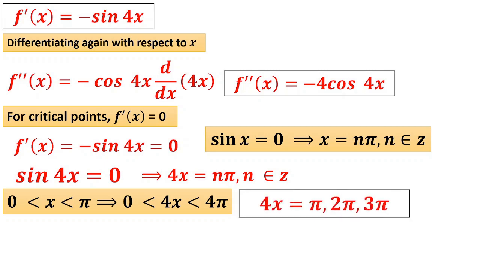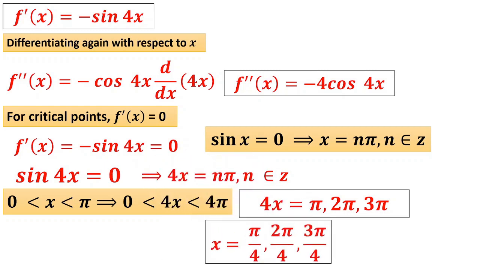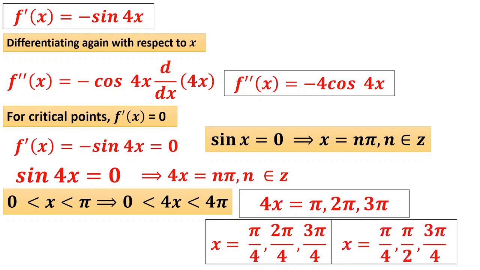What are the values that will come? Only pi, 2 pi and 3 pi. These are the only 3 values lying between 0 and 4 pi which are the multiples of pi. But don't take this directly because we need the value of x. x is pi by 4, 2 pi by 4 and 3 pi by 4. What is 2 pi by 4? It is pi by 2. Be careful. Getting the critical points is highly critical in this problem. You have to find the critical points carefully. It is pi by 4, pi by 2 and 3 pi by 4.